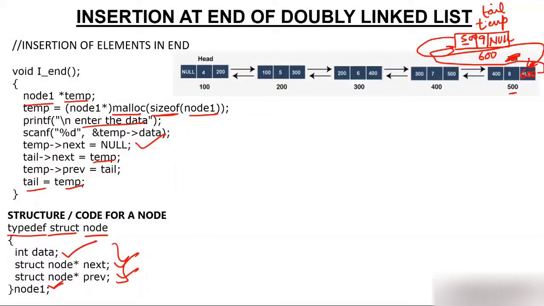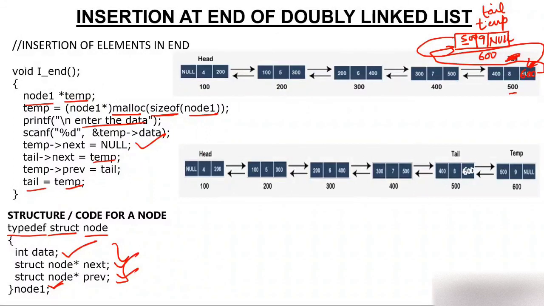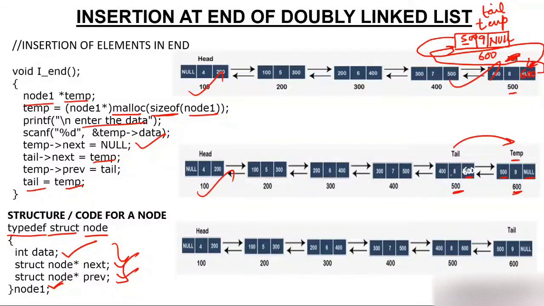If you do all such connectivity, you will get this structure, where head is representing the same 4, but tail is now different. Tail will have the address of temp, which is 600. Temp will have the address of tail, which is 500, which I have already explained above. Temp next will have null, and finally tail will move here. The last step will be: head remains the same, and tail becomes the node having value 9. So this was the middle part of my coding. Fine.